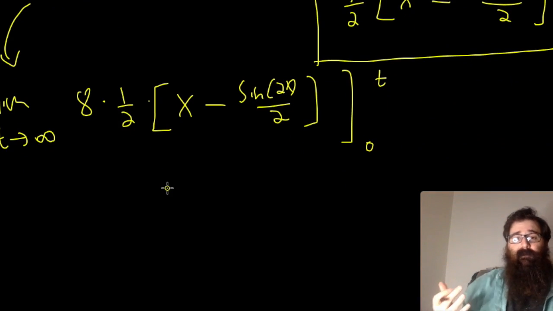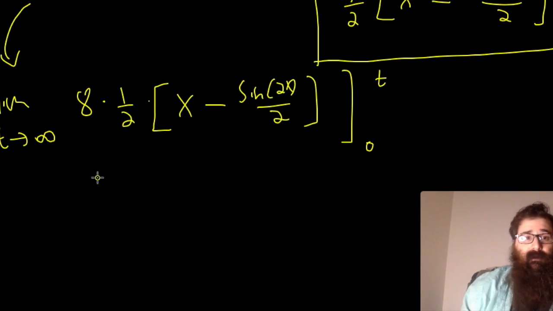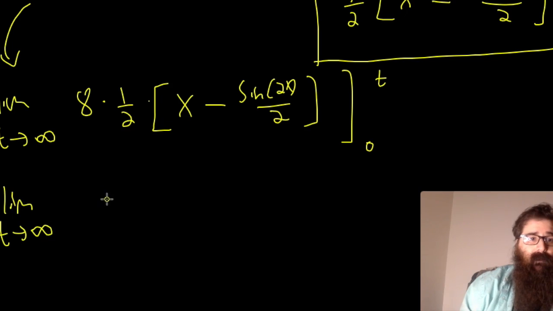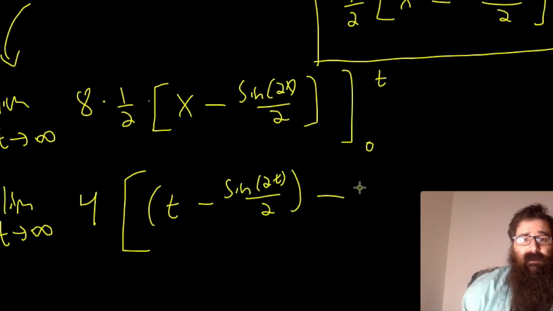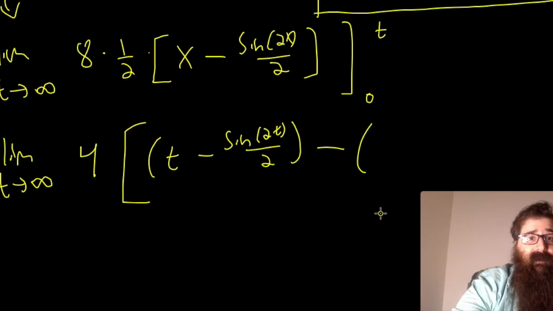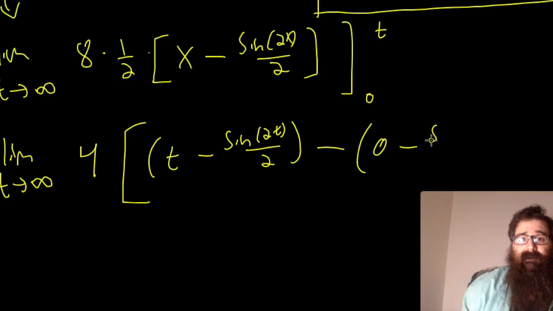Now I want to keep this limit notation, but I'm ready to work through the fundamental theorem of calculus part 2. So here I have my limit as t goes to infinity. And here I have 8 divided by 2 is going to give me 4. And I'm going to leave this kind of factored out in front. I could bring it in front of the limit notation as well, though I won't. And then I can go ahead and plug in my upper bound and my lower bound. When I plug in my upper bound, I get t minus sine of 2t over 2. And then minus, I subtract away from this. When I plug in 0 for x, I get 0 minus sine of 0 divided by 2.